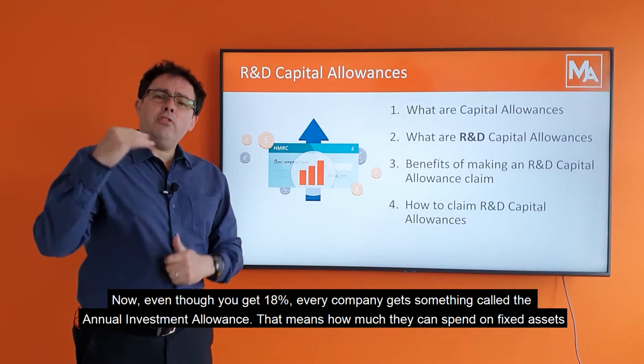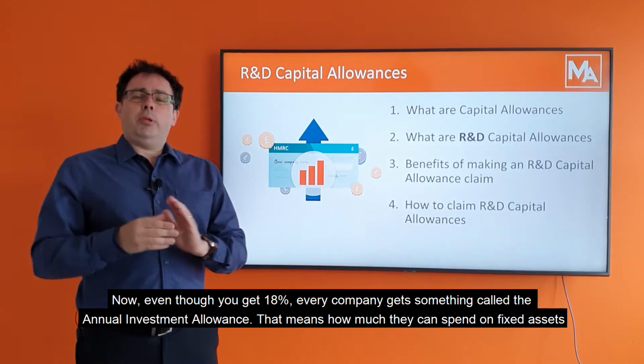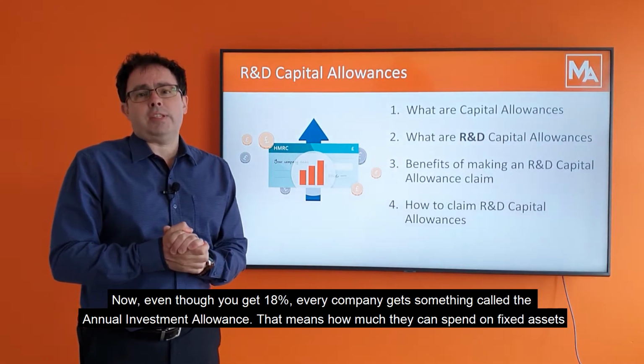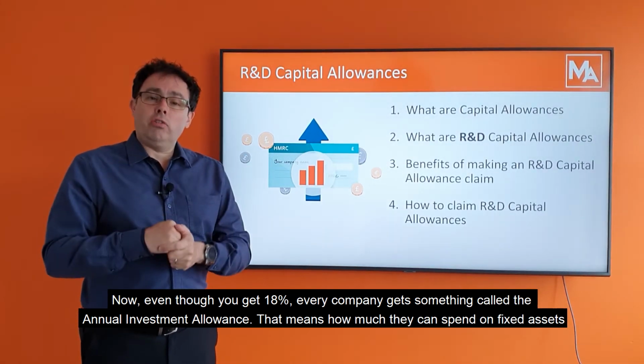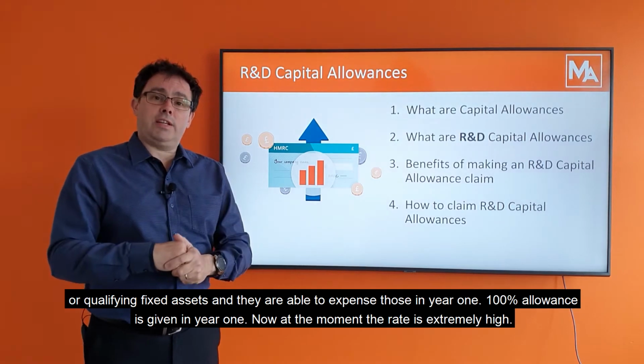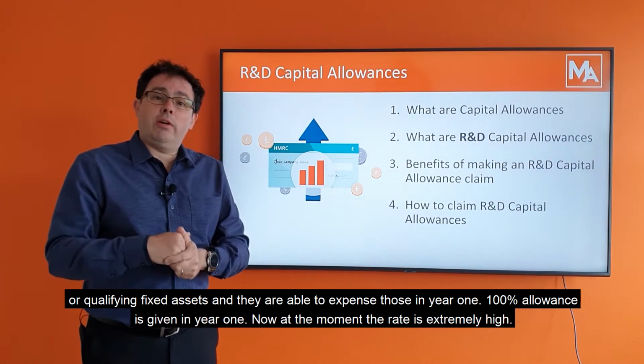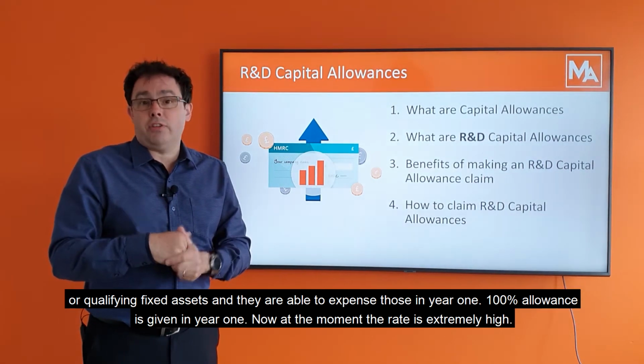Now, even though you get 18%, every company gets something called the annual investment allowance. That means how much they can spend on fixed assets or qualifying fixed assets, and they're able to expense those in year one. It's 100% allowance is given in year one.